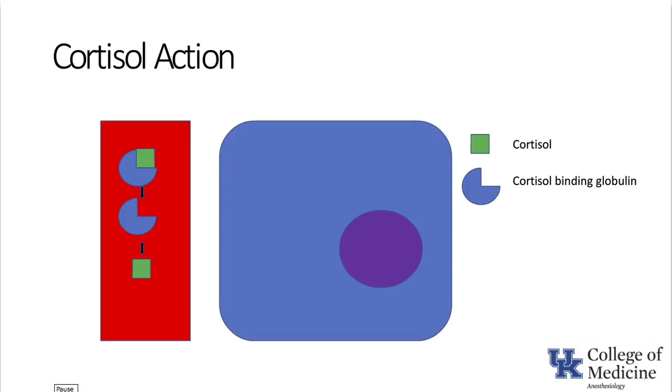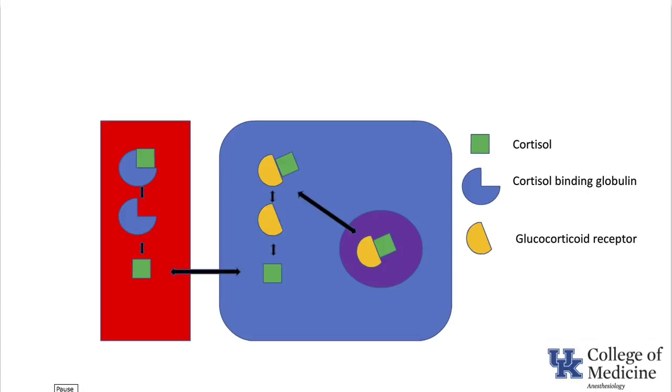In any event, the unbound cortisol diffuses into a cell where it binds to a glucocorticoid receptor. The cortisol-glucocorticoid receptor combination enters the nucleus of the cell where it interacts with DNA and increases production of RNA, ultimately resulting in an increased concentration of proteins that are responsible for the ultimate response of the cell.